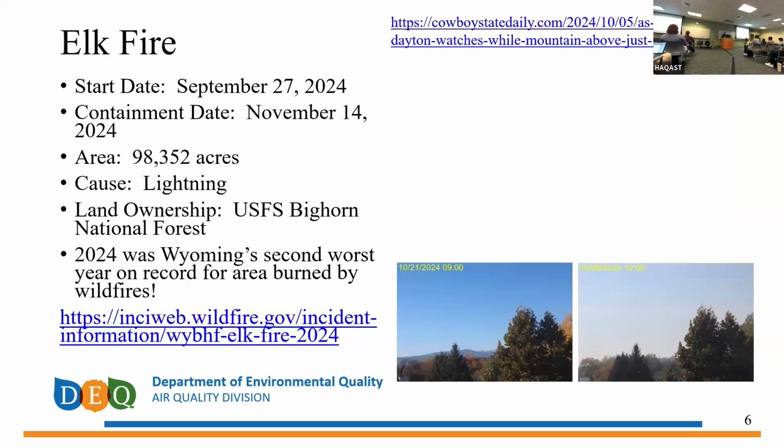So moving to the Elk Fire, this was in 2024 when it started, or excuse me, late September 2024, and went through mid-November 2024.